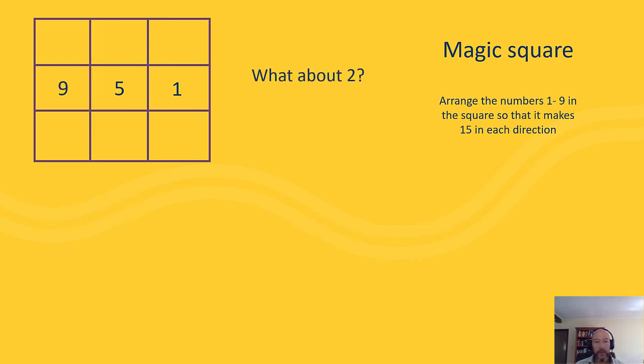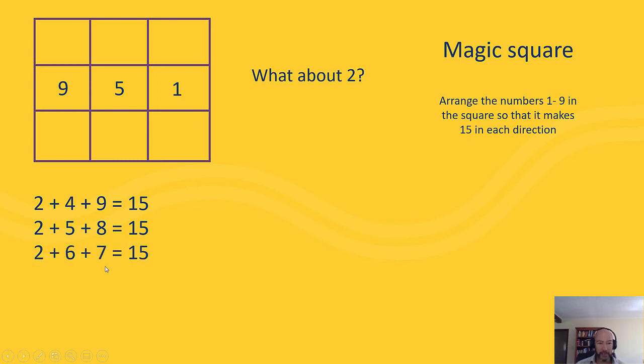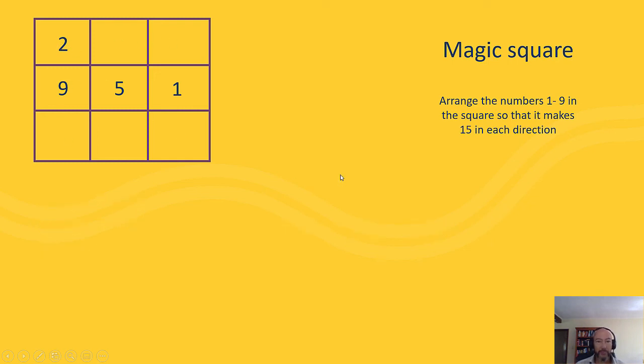Let's do one more. What about 2? How many times is 2 involved in making 15? 2 plus 4 is 6, plus 9 is 15, so there's 1. 2 plus 5 plus 8, 15. 2 plus 6 plus 7 is 15, and that's it. So 2 can be used in 3 equations, and therefore 2 has to go on a corner, because remember, our corners are involved in 3 different equations: straight across, up and down, and diagonally as well.